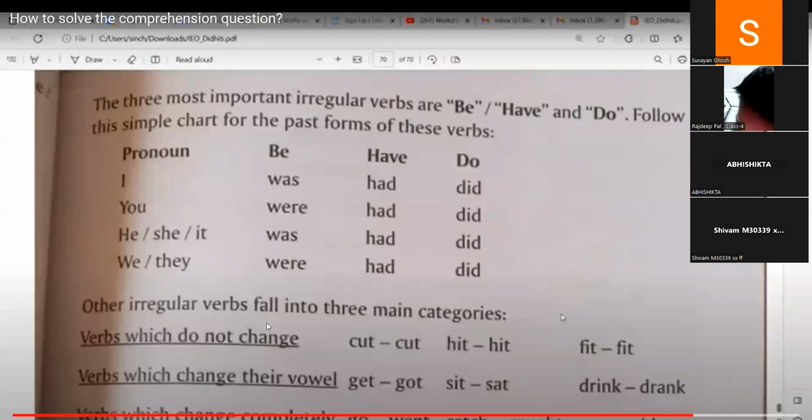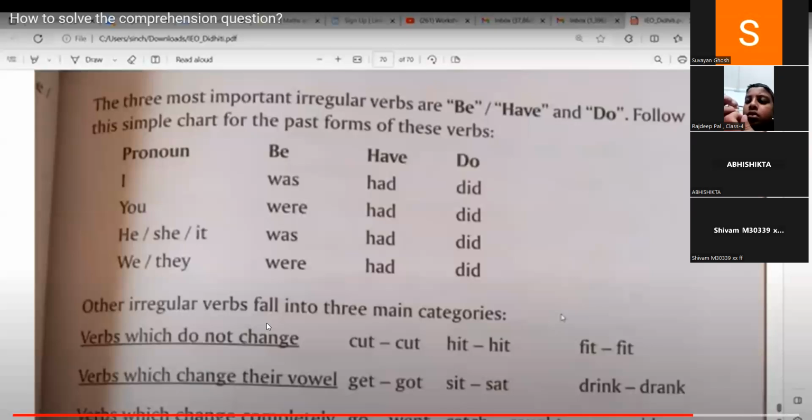He and had. He had a red bag. Very good. He had a red bag. Rajdeep, tell me. He and had. He had a beautiful storybook. Very good. He had a beautiful storybook.